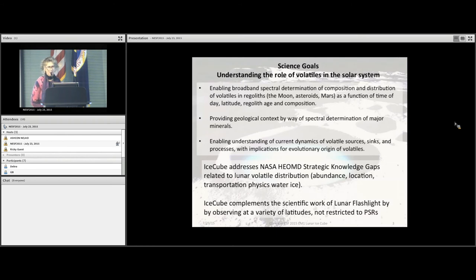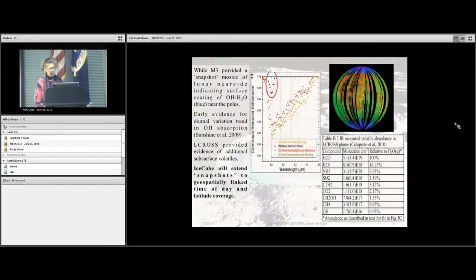We were selected by HOMD because we addressed an important strategic knowledge gap related to lunar volatile distribution. And we provide a context for Lunar Flashlight, which is going to focus on the permanently shadowed regions near one of the poles to characterize those three critical bands in terms of surface ice. We can provide a larger volatile context to look at what happens to volatiles as a function of time of day, and how much variation there is by latitude.